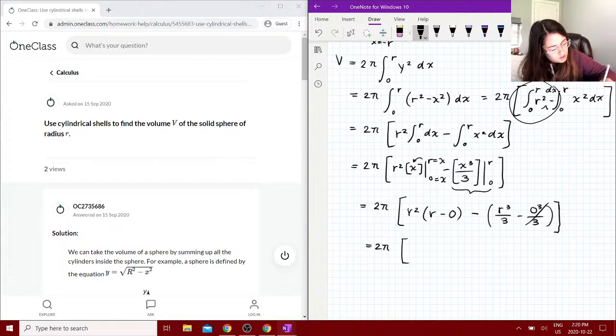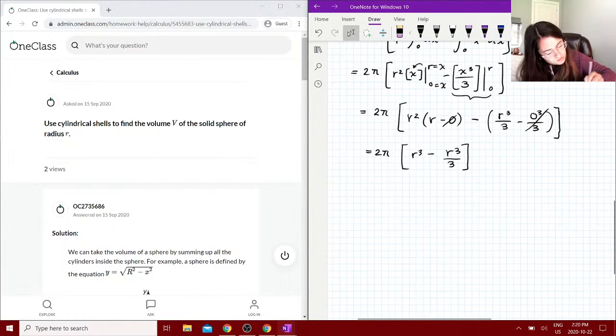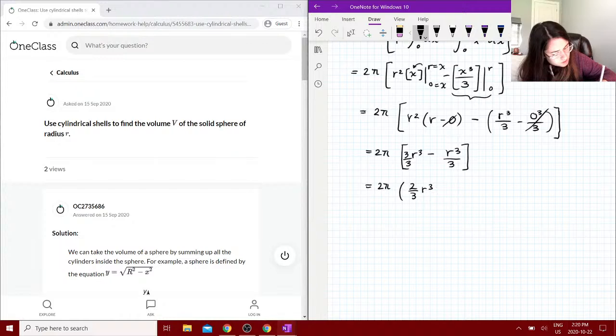Pi. That's just 0, so we get r cubed minus r cubed over 3. Now we can think of this as 3 over 3 instead of 1. And then it's just subtraction here. So 2 over 3 r cubed. And finally, 2 times 2 is 4 pi over 3 r cubed. And this is our final solution.